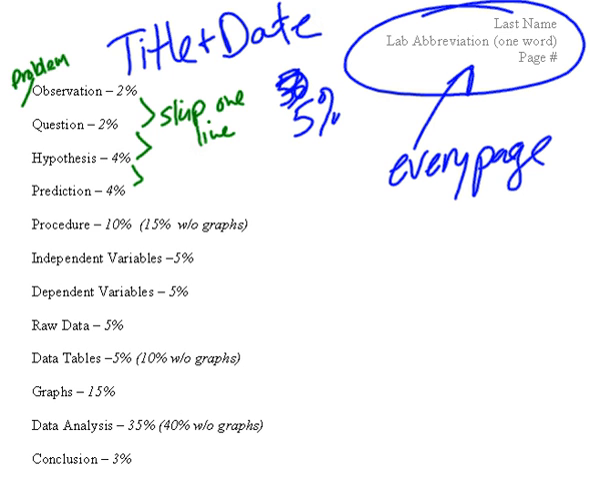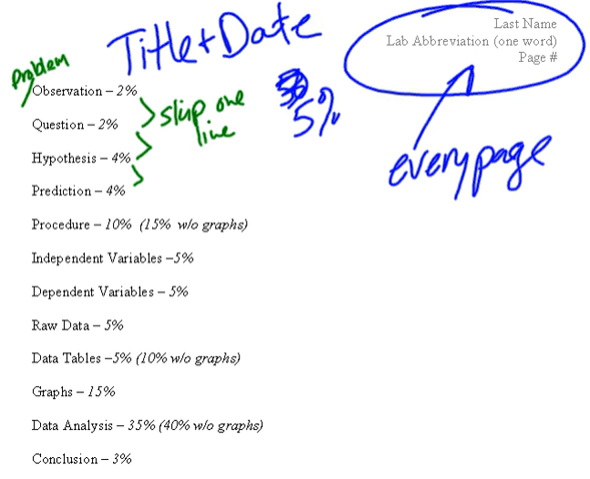Now, when you're writing your procedure and you're writing on multiple lines, because you're not going to fit your entire procedure on one line, you do not need to skip lines if it's within the same topic. So your observation, if that's one line, then that's one line. If it's two lines, then you would go two straight lines, and then you would skip a line before you go to question. So skip a line in between these different topics, or these different parts of your lab.